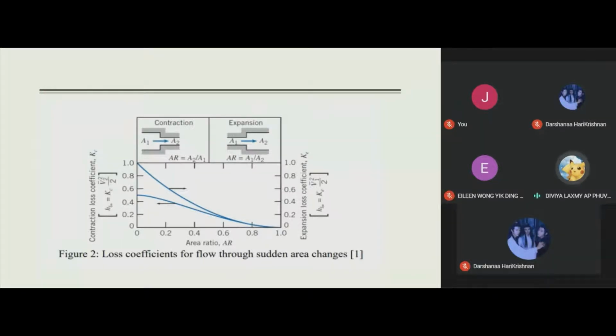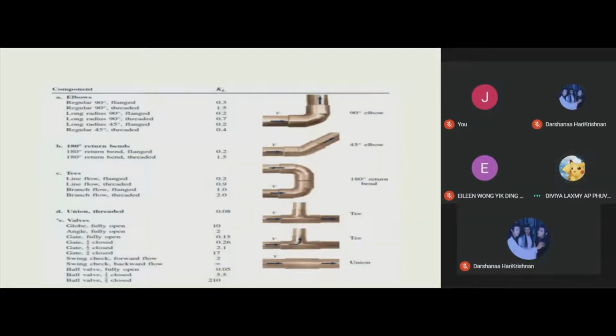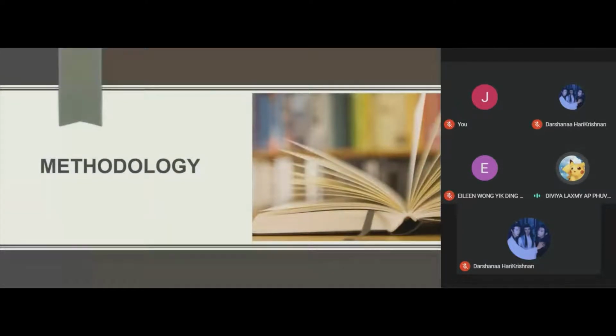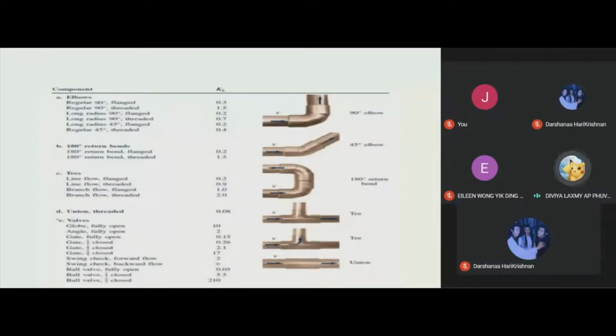This is the figure showing the loss coefficients for flow through sudden area changes. Next, the value of KL for the fluid flowing through a sudden expansion, enlargement, and contraction can be obtained by considering the continuity equation, momentum equation, and the energy equation between points 1 and 2. And this is figure 3, which shows the typical values of KL for pipe components and fittings.